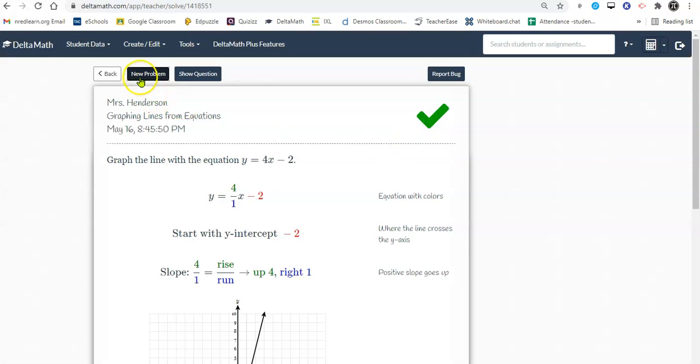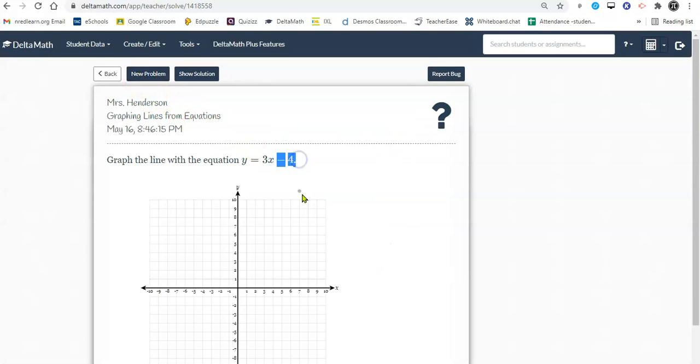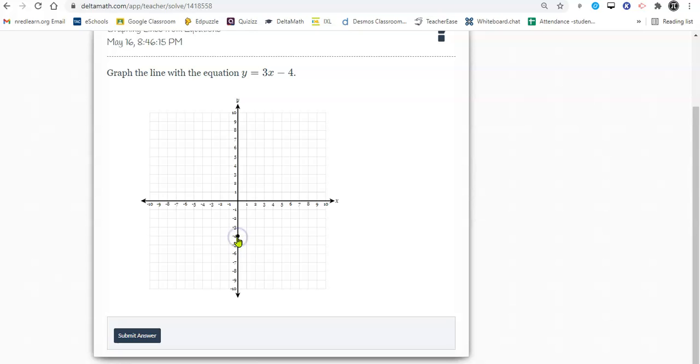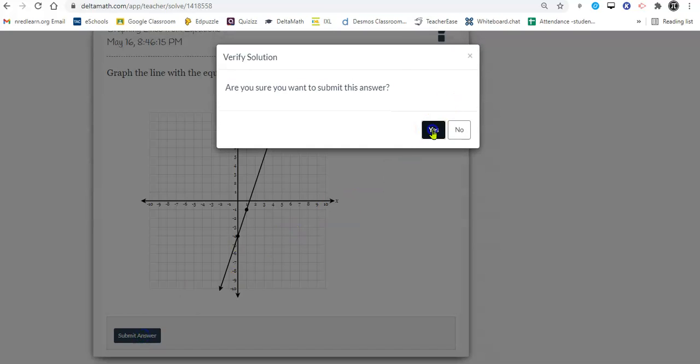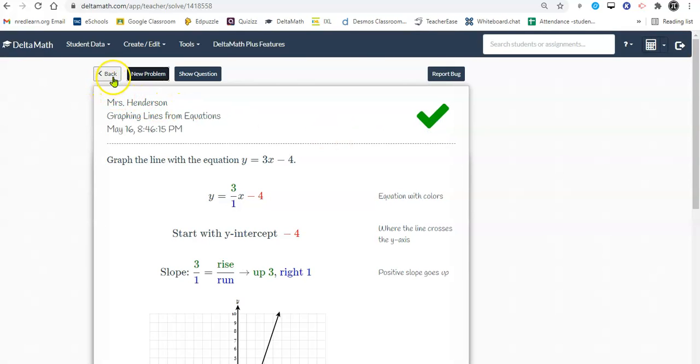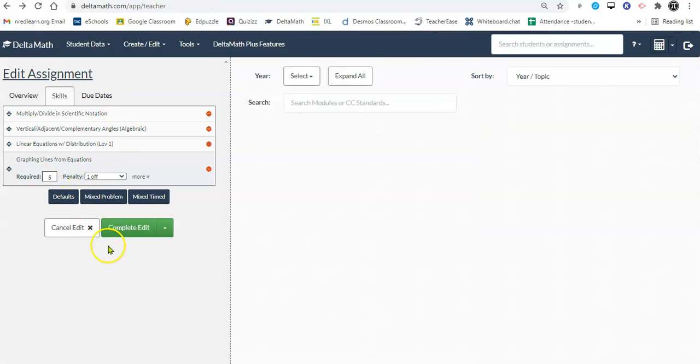Let's try this one more time. Start at your y-intercept, begin at negative 4, follow the slope. Up 3 over 1. And that's it. That concludes our lesson for homework number 5.